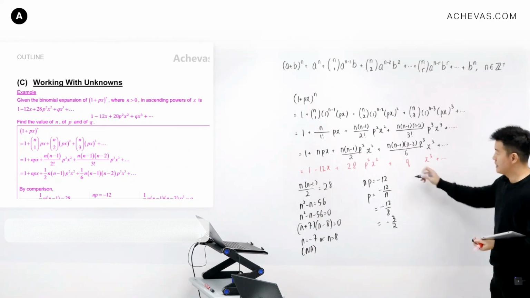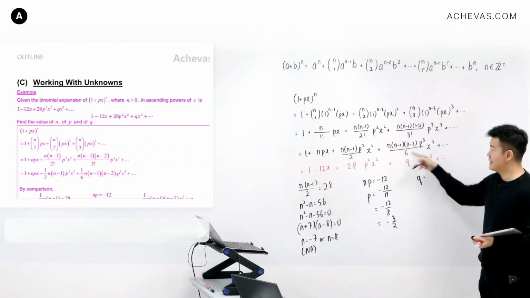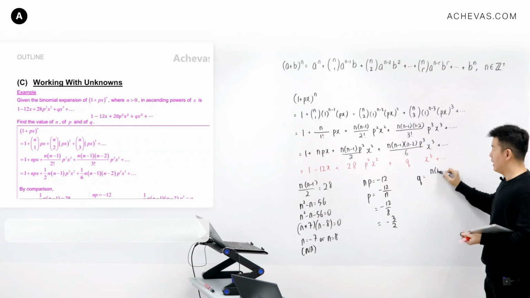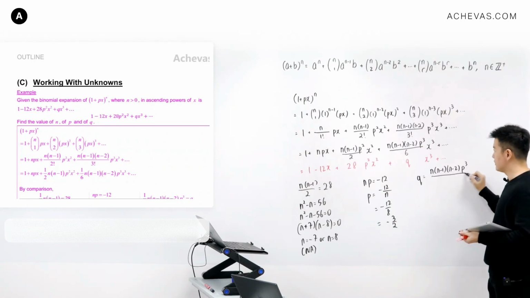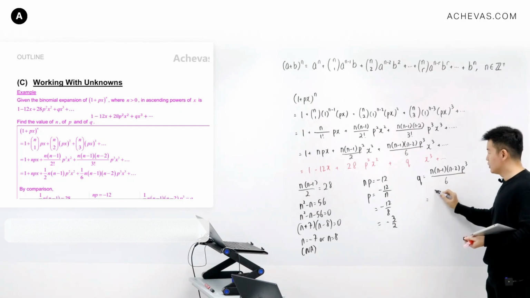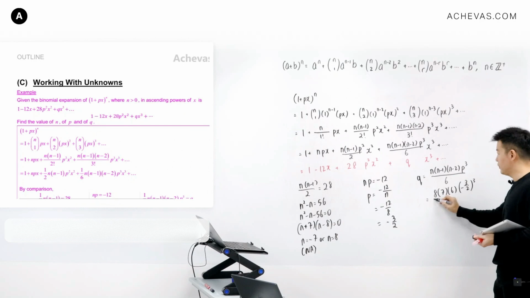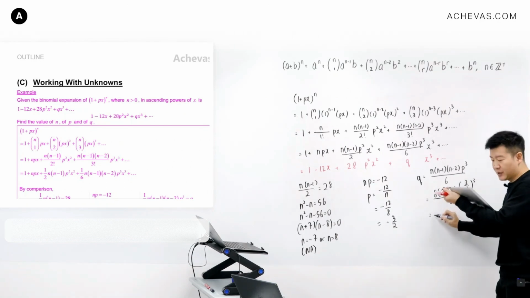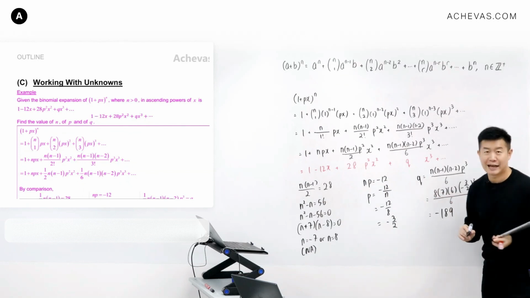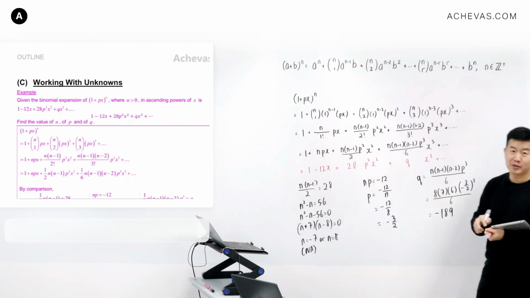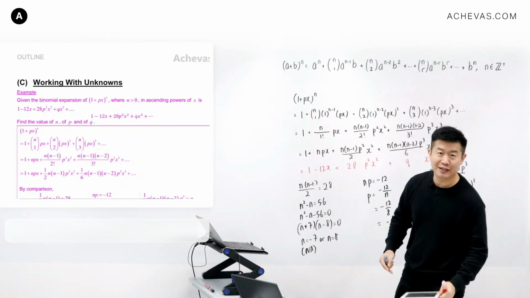And the last one is I'm supposed to find q. Q is this entire expression here: n minus 1, n minus 2, p to the power of 3 divided by 6. So it's going to be equal to 8 minus 1, which is 7, 8 minus 2, which is 6, then p is minus 3 over 2 to the power of 3, divided by 6. And this will get me q. Q is minus 189. This ends my chapter on binomial, and I will see you in the next chapter.